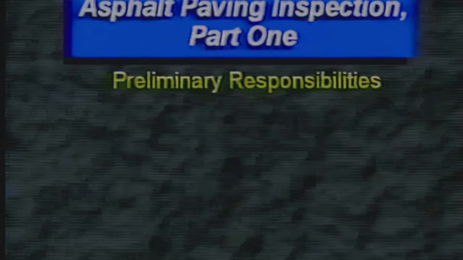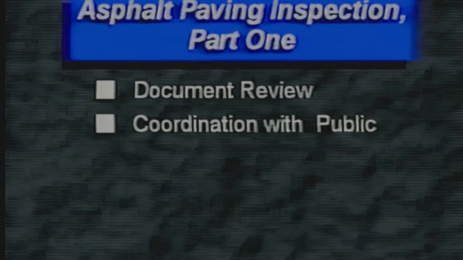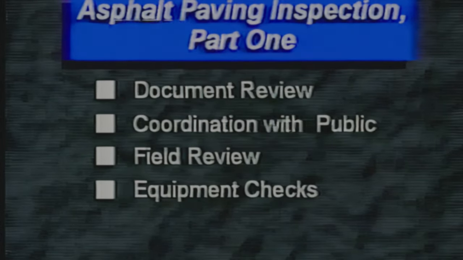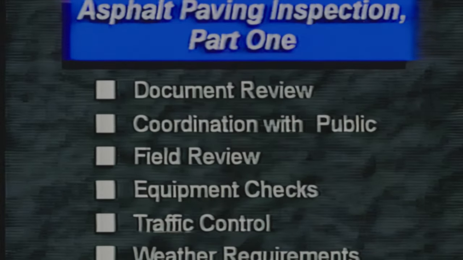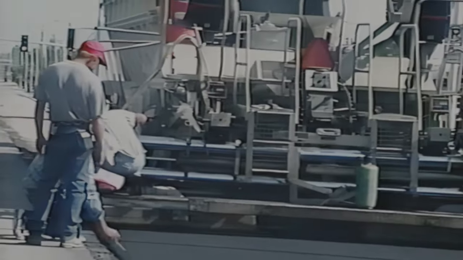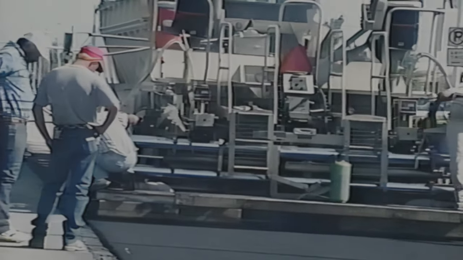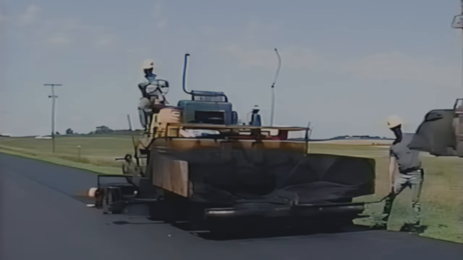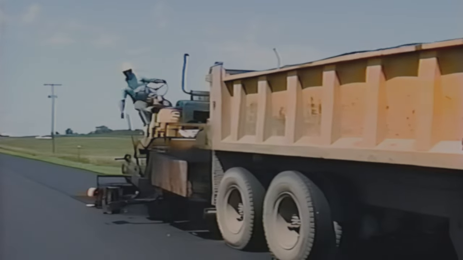Here in part one, we'll look at your responsibilities before paving begins. Document review, coordination with the public, field review, equipment checks, traffic control, and weather requirements. Then, we'll look at inspecting the tack coat application. Part two covers the paving operation itself. And part three shows some of the problems that can occur with mixed quality, laydown operations, and rolling.